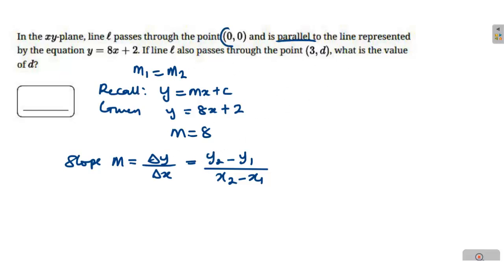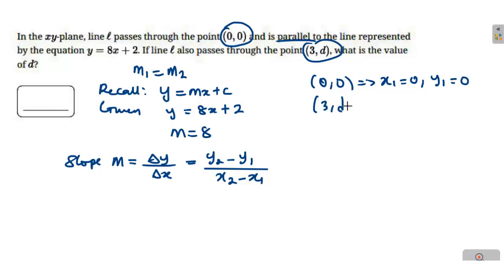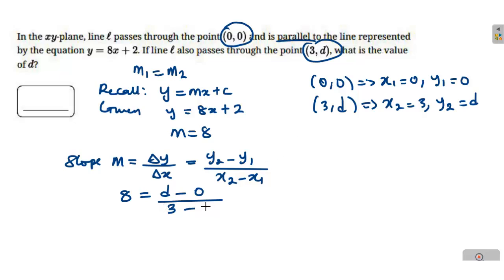So what are the coordinates? We are considering this coordinate and this coordinate. So (0, 0) implies that x1 is equal to 0, y1 is equal to 0, and (3, d) implies that x2 is equal to 3 and y2 is equal to d. So if you plug it in here, the slope is 8. 8 will now be y2, which is d, minus y1, which is 0, divided by x2, which is 3, minus x1, that is 0.